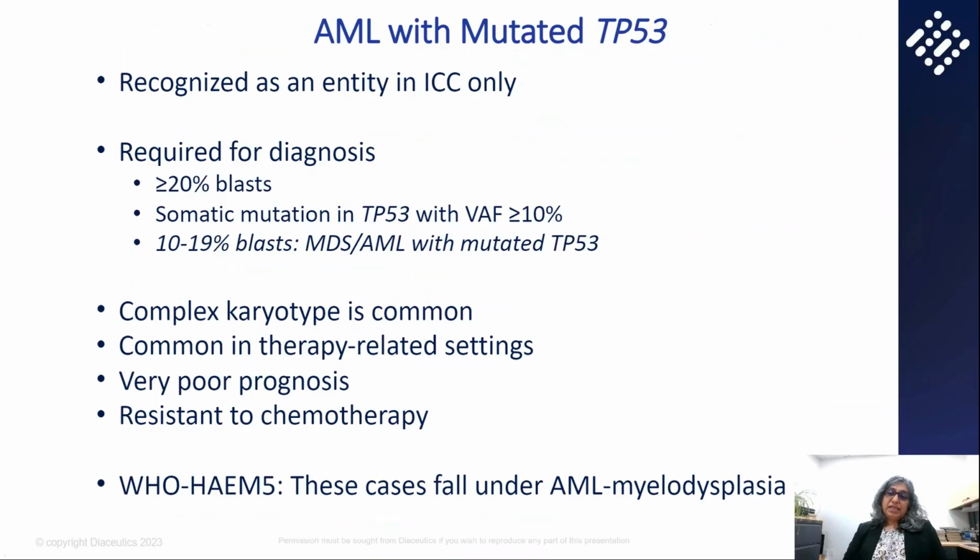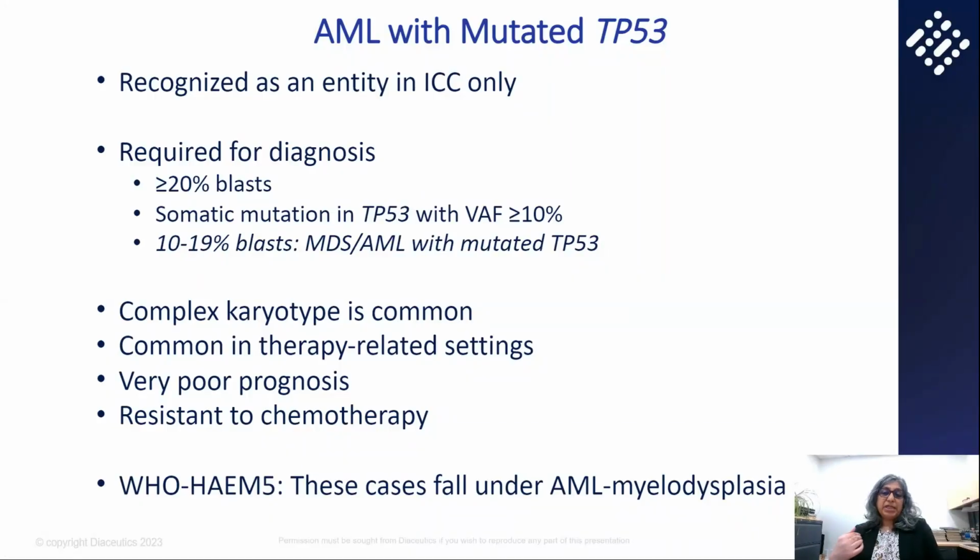The next entity that creates challenges is AML with mutated TP53. This is recognized as an entity in ICC only, but not in the WHO classification. To make this diagnosis, we need 20% or more blasts for a diagnosis of AML and at least a single somatic mutation in TP53 with a variant allele frequency of 10% or more.